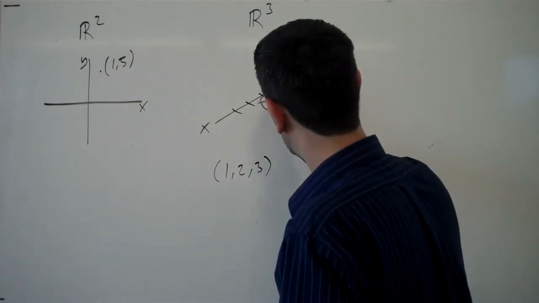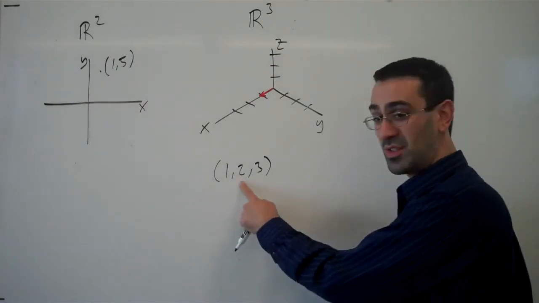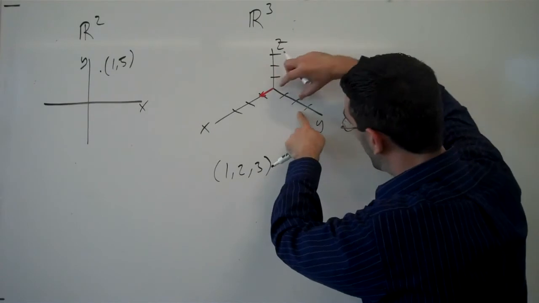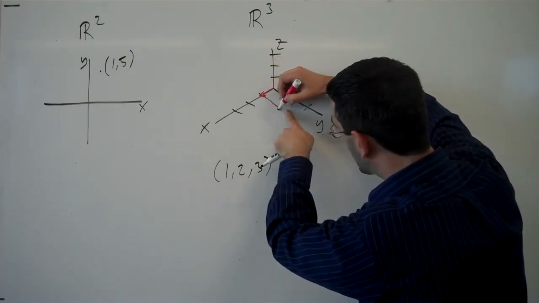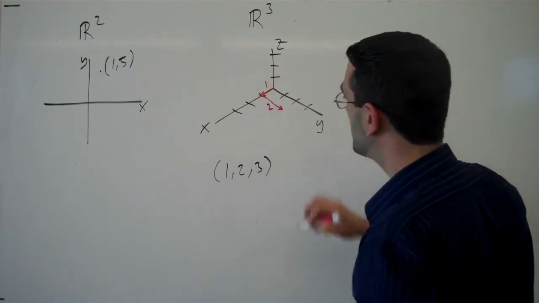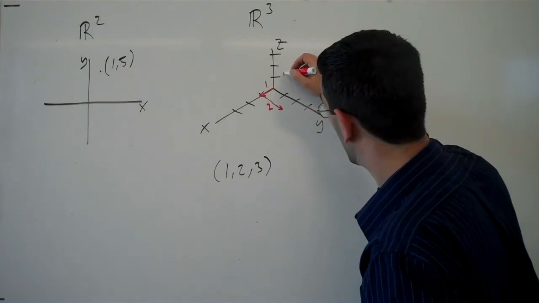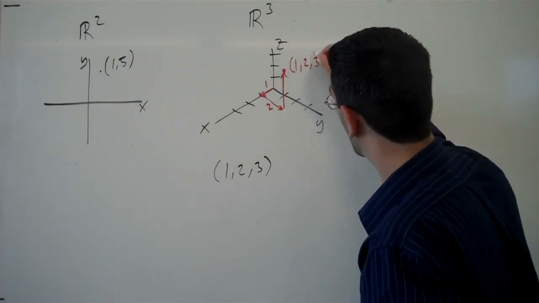So 1 in the x direction would say go this way 1. Now we need to go 2 in the y direction. And in the perspective drawing, that means I'm going to move parallel to the y-axis a distance of 2. So there's 1 in the x direction, 2 in the y direction, and now 3 in the z direction. There's my point, (1, 2, 3).